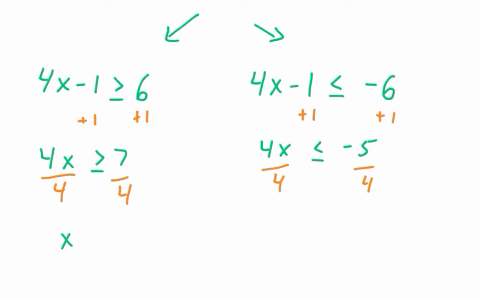And we're left with x is greater than or equal to 7 over 4, or I'm going to say it's 1.75. And on the other, we have x is less than or equal to negative 1.25. And you could leave it as a fraction. So that's kind of the mechanics of it.